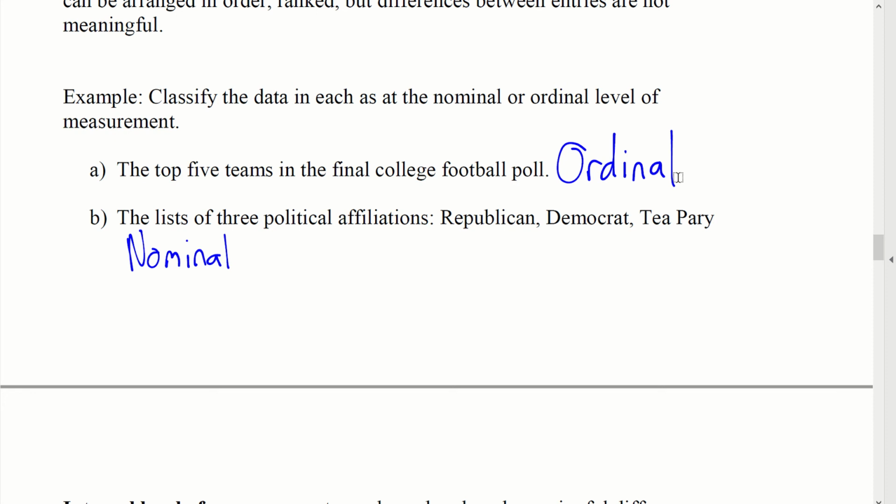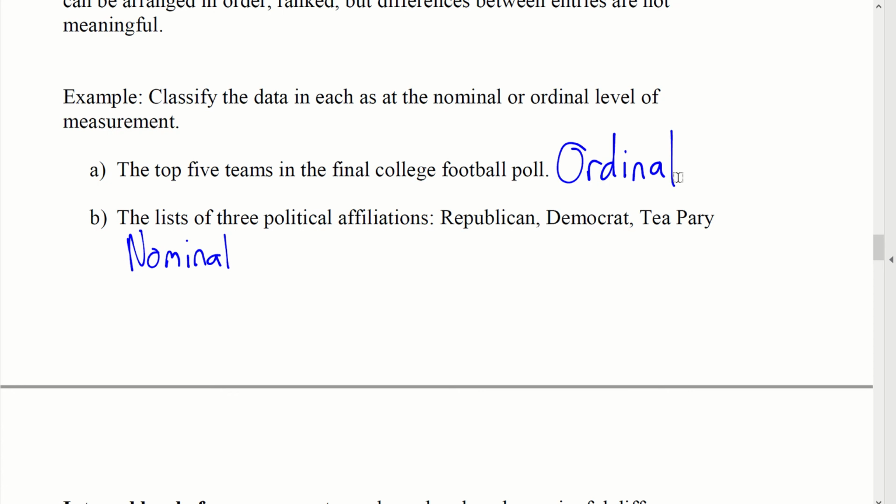This would especially be noticeable if you had a season or a year where one team was vastly superior to everybody else. So as the number 1 team, they would vastly separate themselves, whereas there might not be too much of a difference between the 2, 3, 4, and 5 team. So again, you can rank them, but the differences between spots isn't consistent or doesn't have meaning.